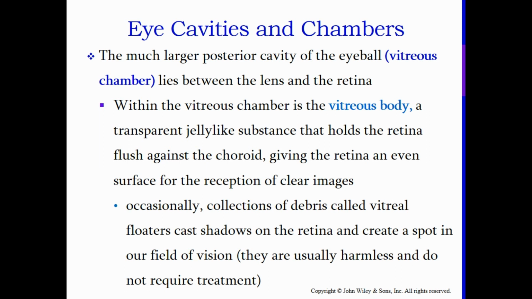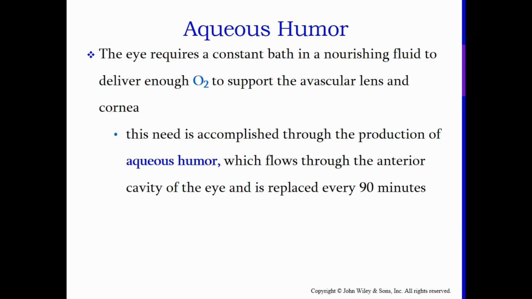Occasionally, collections of debris called vitreal floaters cast shadows on the retina and create a spot in our field of vision. We call them floaters. They are usually harmless and do not require treatment. Given time, that will settle in the bottom of your eyeball and it won't cast that shadow on the retina anymore, and you don't have your floater.